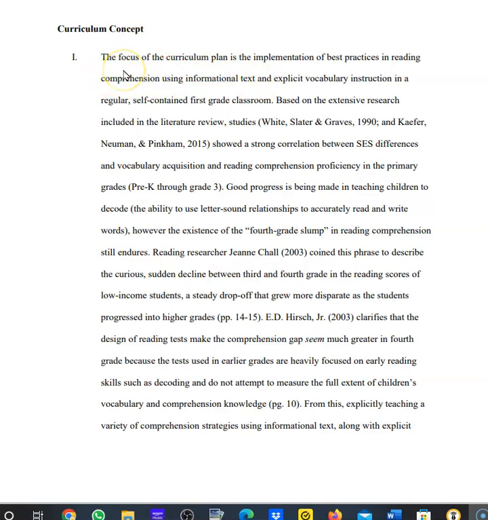So right here, we're going to start off by letting the reader know what this is. This is the focus of the curriculum plan, and it's an implementation of best practices. And then she goes on to be specific in reading comprehension using informational text and explicit vocabulary instruction in a regular self-contained first grade classroom. This is an excellent opening statement, because she has given us in a nutshell what she is now going to use research to prove. She says, based on extensive research included in the literature review, because that's the main sources you want to use, and she lists and cites the particular sources that will be used to support the correlation between SES differences and vocabulary acquisition and reading comprehension.